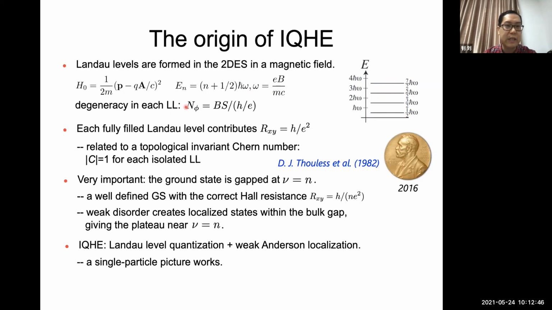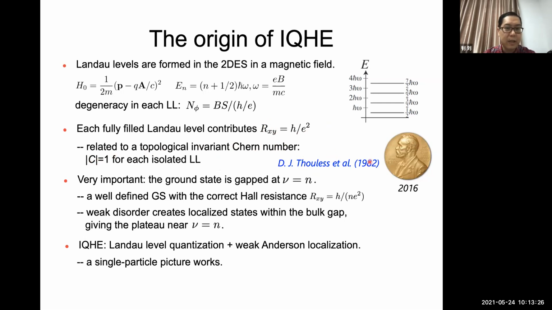We can show this degeneracy is the same as the number of magnetic flux through the sample. So that's why we define the filling factor as the number of electrons divided by the number of flux. And we can further show that each fully filled Landau level contributes a quantized Hall conductance or resistance h over e squared. And this is related to a topological invariant called the Chern number. So the Chern number is equal to 1 for each isolated Landau level.